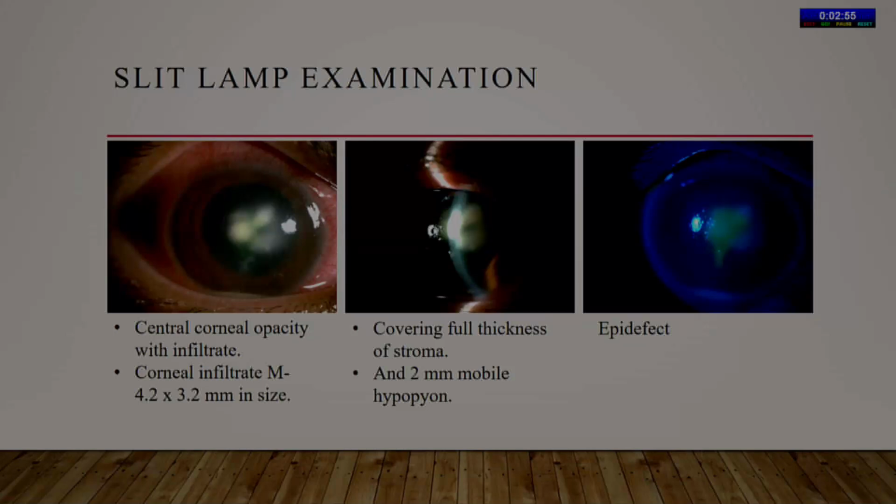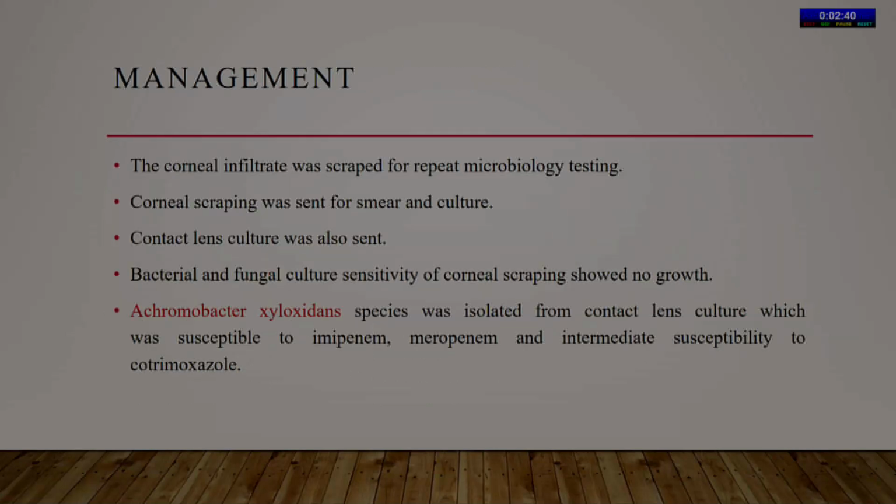Coming to the slit lamp examination, there was a central corneal opacity with infiltrate measuring about 4.2 by 3.2 mm in size, covering the full thickness of the stroma, and 2 mm of mobile hypopyon was also noted. So coming to the management, we did a repeat corneal scraping and sent it for microbiology smear and culture. Also a contact lens culture was sent.